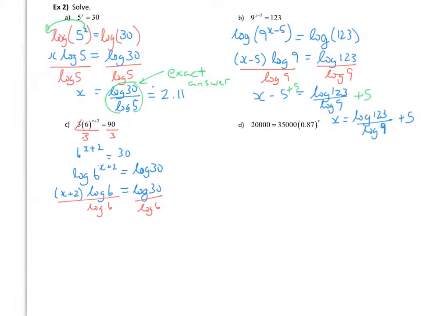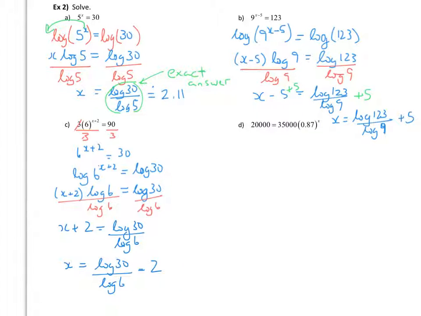And then from there, we would have x plus 2 equaling the log of 30 divided by the log of 6. And then we could subtract 2 from both sides, so we get x being equal to the log of 30 divided by the log of 6, and then subtract 2.